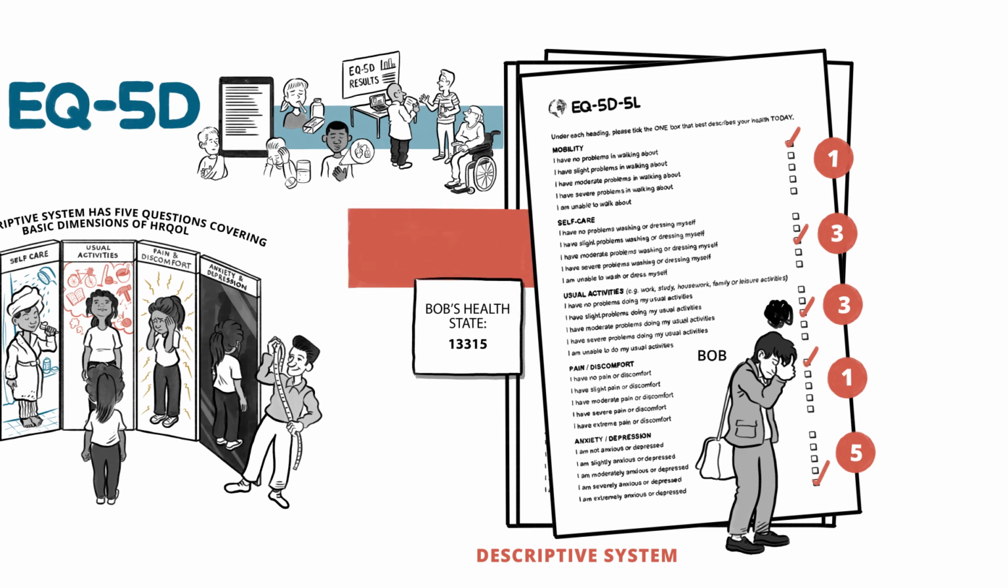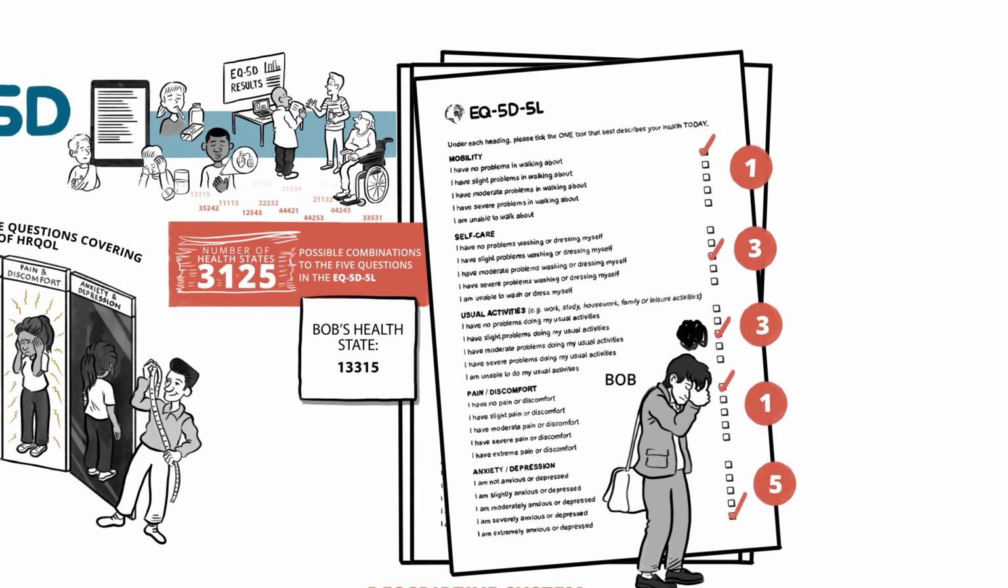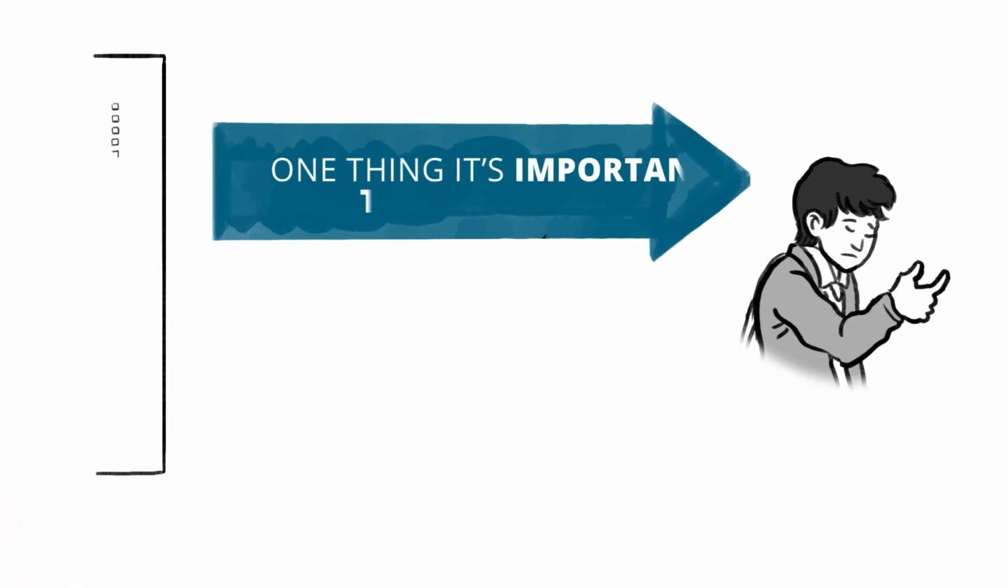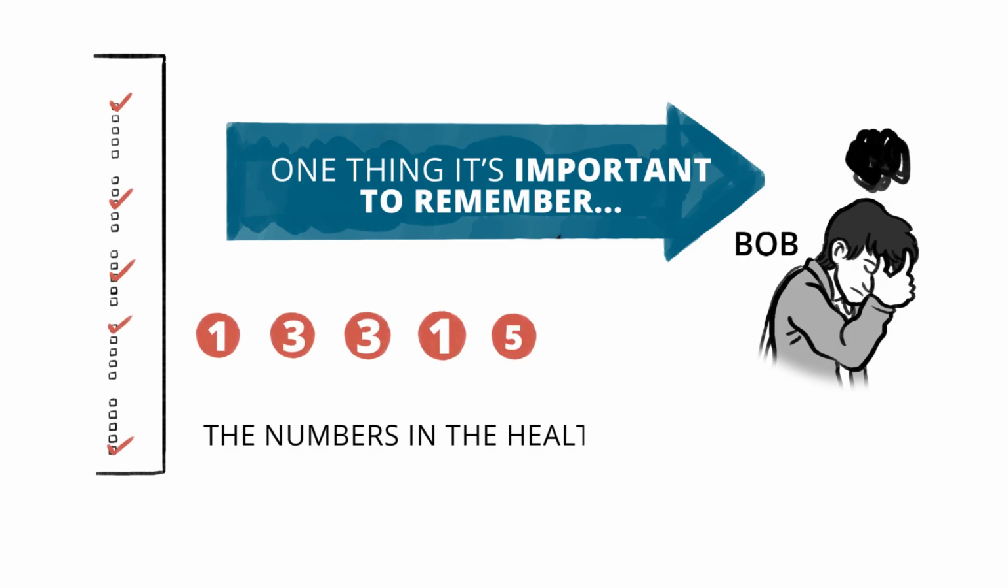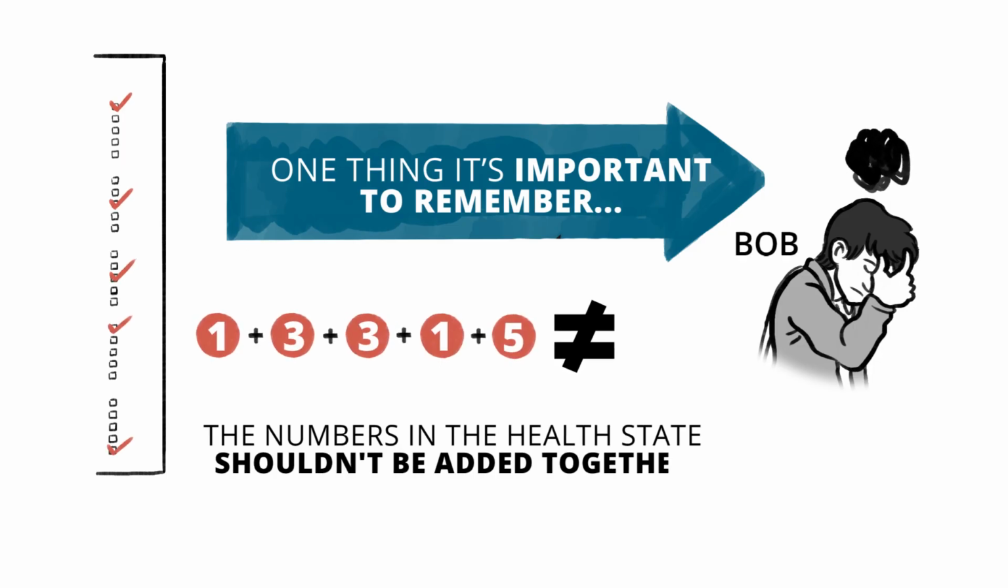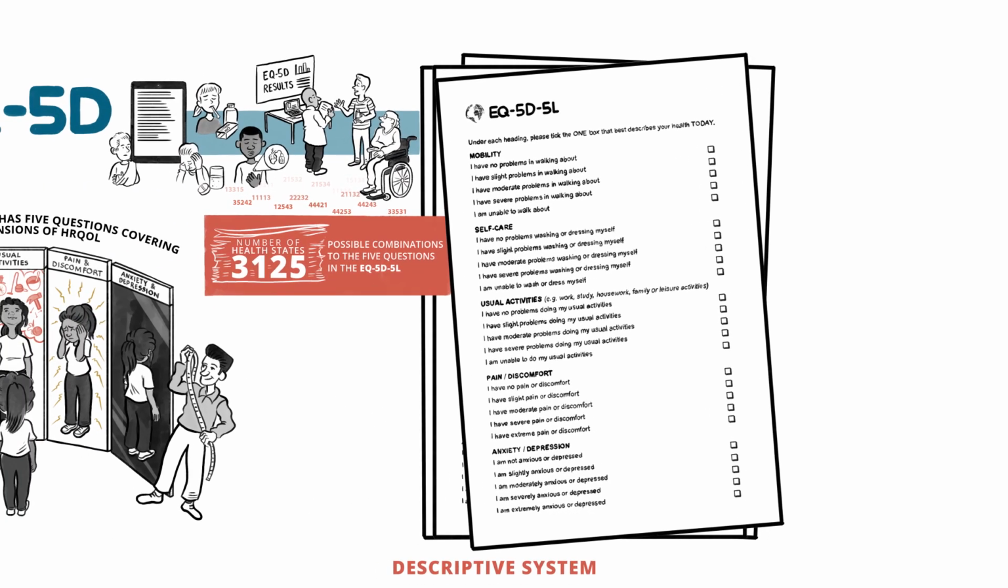There are a total of 3,125 possible combinations to the 5 questions in the EQ-5D-5L. Each combination of answers represents a different health state. One thing it's important to remember is that the numbers in someone's EQ-5D health state should not simply be added together to produce a single summary health score. This is because such a score would not provide a full picture of their health in the 5 dimensions. The scoring of EQ-5D is explained in another animation.